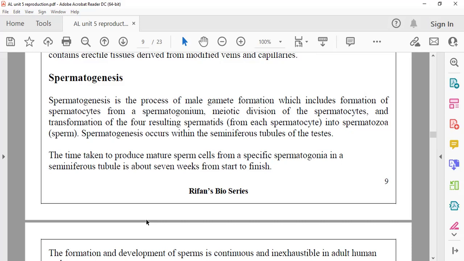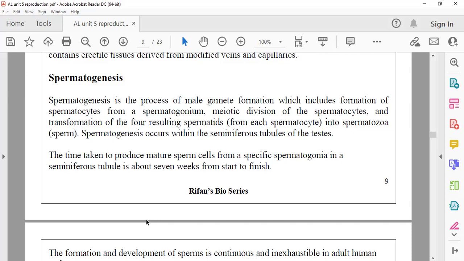Formation of spermatocytes from spermatogonium. Have you heard about the word spermatogonium? Yes, sir. Spermatogonium will produce which spermatocyte? Primary spermatocyte. That primary spermatocyte is the one that undergoes meiosis 1 division.